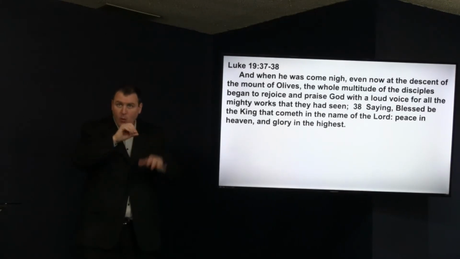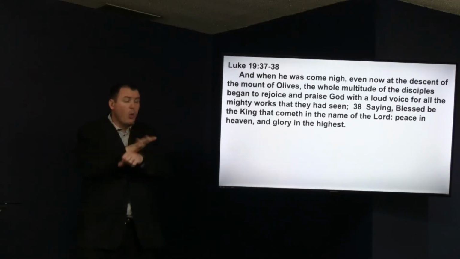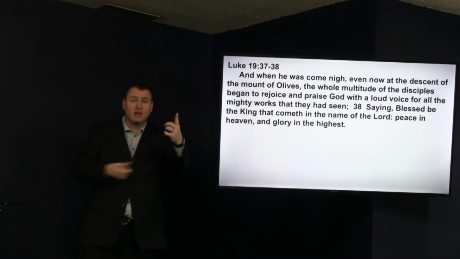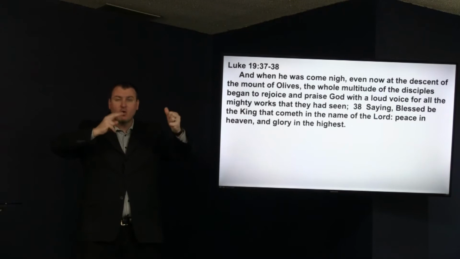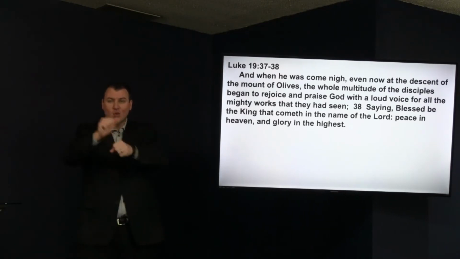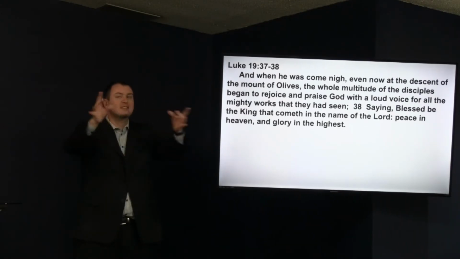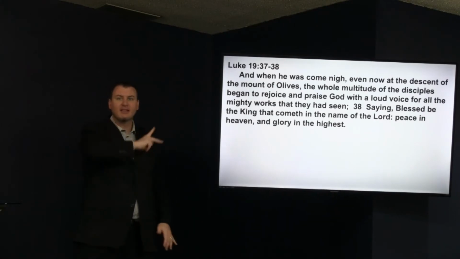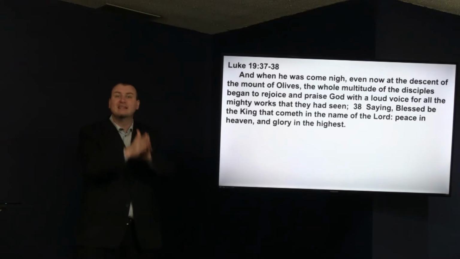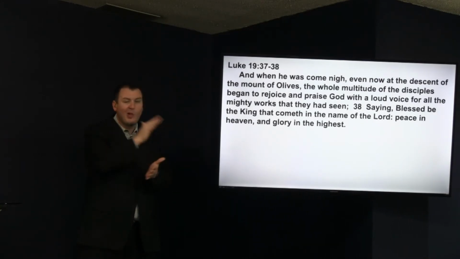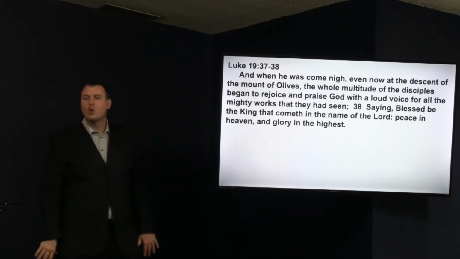Here it says, and when he was come nigh, even now at the descent of the Mount of Olives, the whole multitude of the disciples began to rejoice and praise God with a loud voice for all the mighty works that they had seen, saying, Blessed be the King that cometh in the name of the Lord, peace in heaven and glory in the highest.